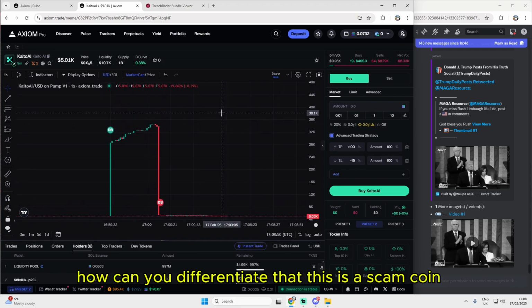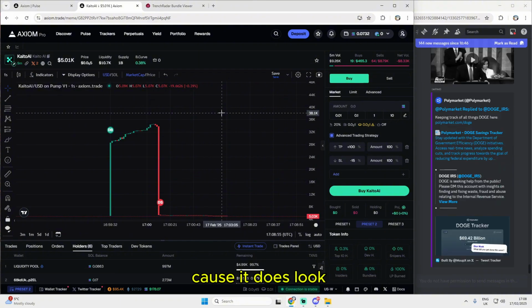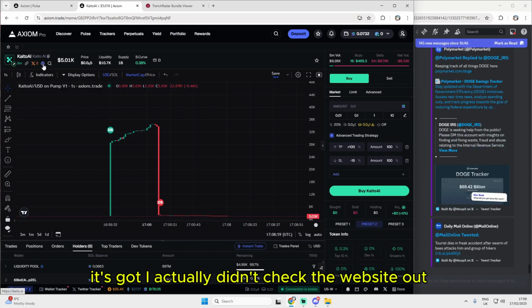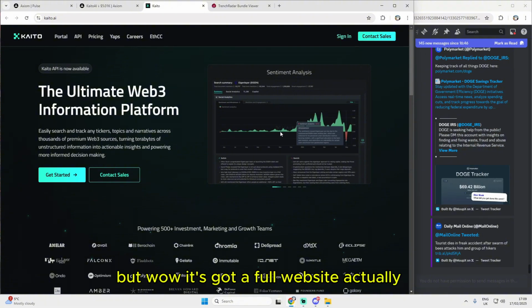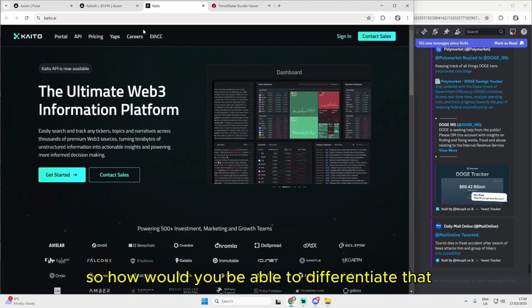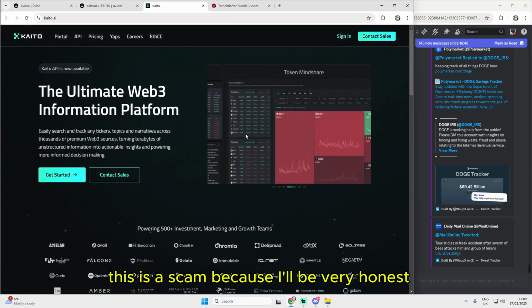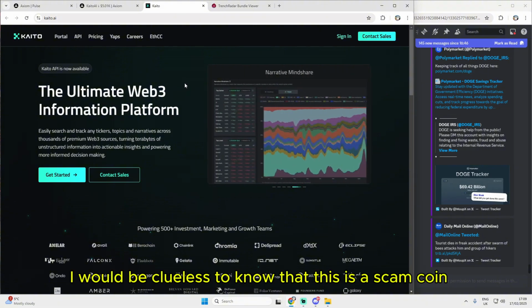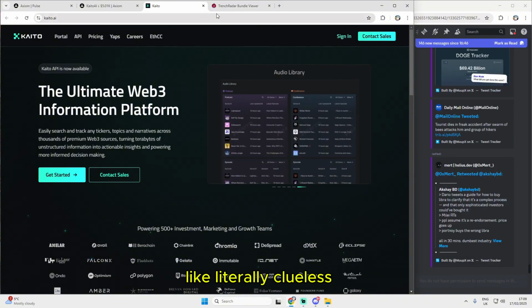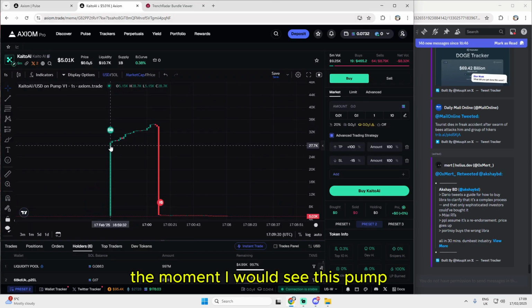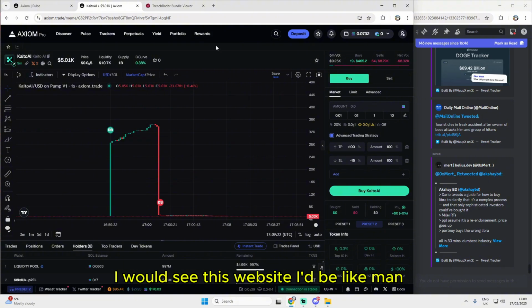How can you differentiate that this is a scam coin, potentially a bundle? Because it does look quite legit when you first look at it. Kato AI, I actually didn't check the website out, but wow, it's got a full website. This is crazy. So how would you differentiate that this is a scam? I'll be very honest, at first glance I would be clueless. If I was new to meme coin trading, the moment I saw this pump and this website, I'd be like, man, this is it.